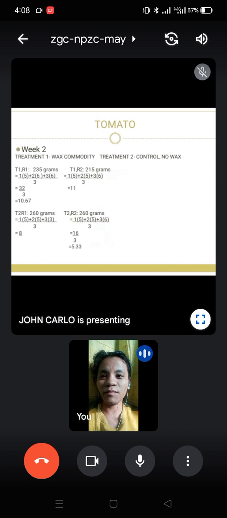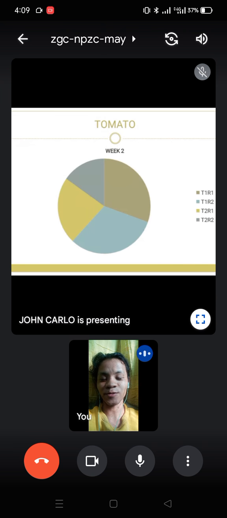T2R1 has 260 grams for wax. 1 times 5 plus 2 times 5 plus 3 times 3, divided by 3, equals 8 in T2R1 for wax. In T2R2 they have 260 grams for control or no wax. The computation is 1 times 5 plus 2 times 5 plus 3 times 6, divided by 3, equals 16. 16 divided by 3, we have 5.33 for T2R2 for no wax or control. This is the graph of tomato in week 2.